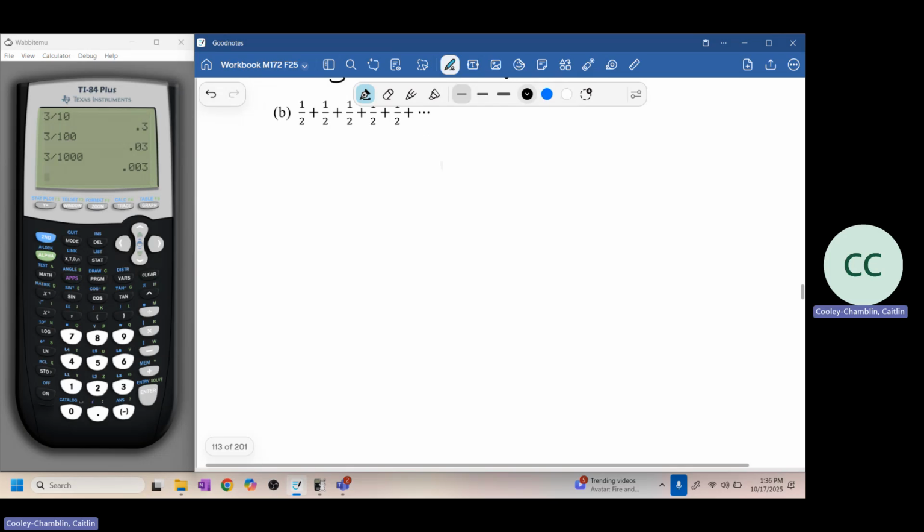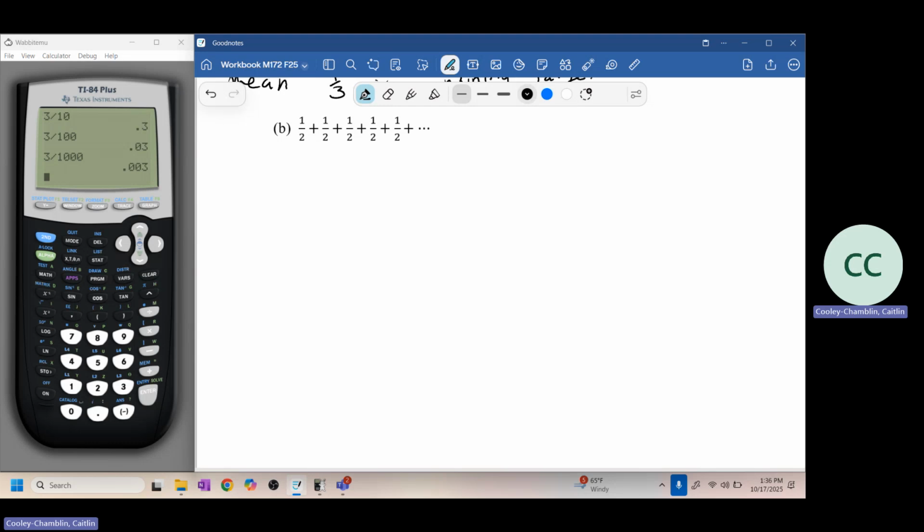Okay, so let's look at B here. We have 1/2 plus 1/2 plus 1/2 plus 1/2 plus 1/2. So let's look at these, summing them together. I'm going to call this partial sums. I'm just going to add the first one together, and I get 1/2. S2, the sum of the first two, I'm going to add those together, and I get 1/2 plus 1/2. That equals 1. S3, I'm going to add the first three. 1/2 plus 1/2 plus 1/2 equals 1.5.